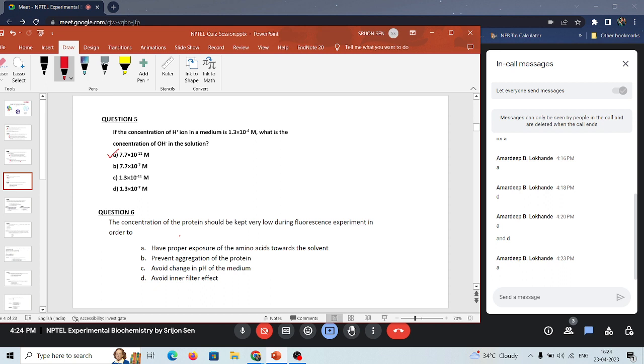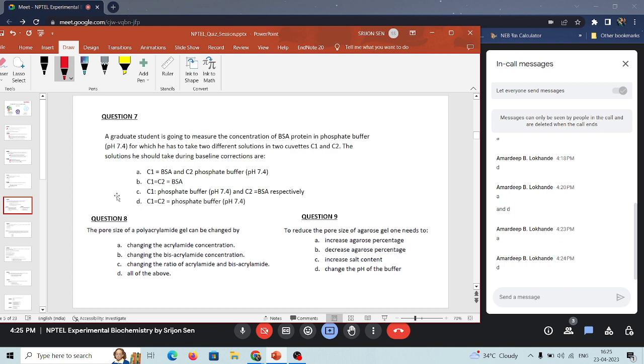So what happens in a fluorescence experiment? You have a cuvette, you put a protein solution, but the protein solution has to be of low concentration. Why? What happens if there is high concentration? If there is high concentration, then the light cannot enter it properly. Yes, and it will get stuck in the first phase and it will not reach the center from which we are supposed to measure it. So in order to avoid the inner filter effect, we need to keep the concentration of the proteins low. So 6D is the correct answer.